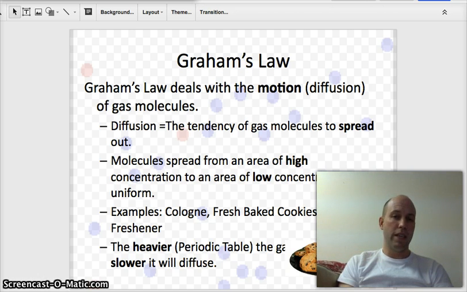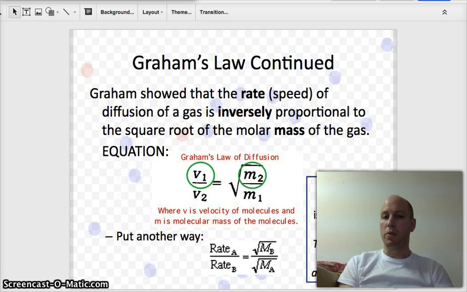If I were to release, let's say, 17 grams of nitrogen gas, and at the same time I released 17 grams of oxygen gas, which one's going to reach you faster? Which one can move faster? And we'll see an equation with that, and we'll be using some square roots as well.